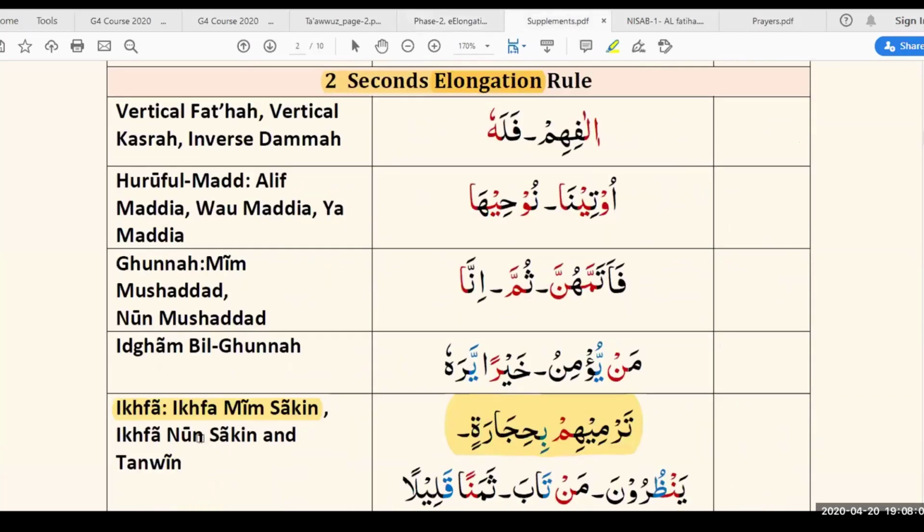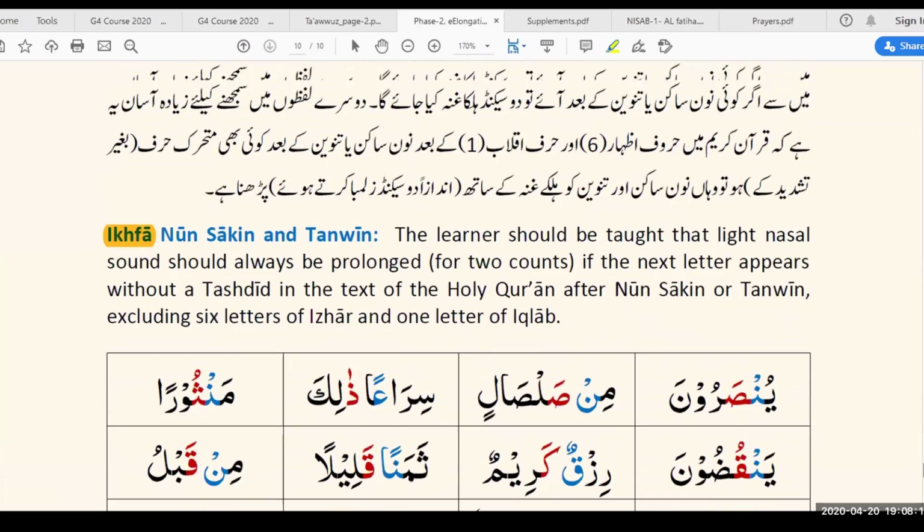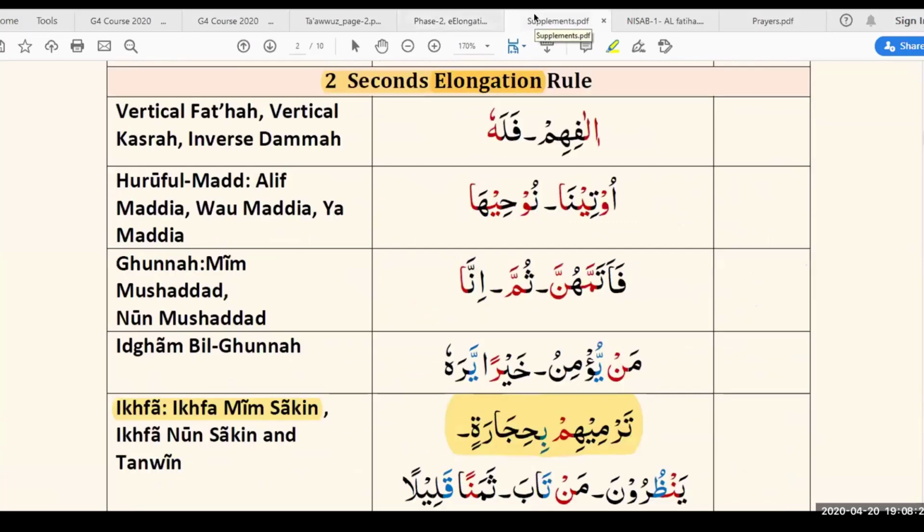So this is what I've just mentioned. Ikhfa mim sakin. This is what we've just done. Ikhfa mim sakin is here, a 2-second nasal sound. Now I want to talk about ikhfa noon sakin and tanween.